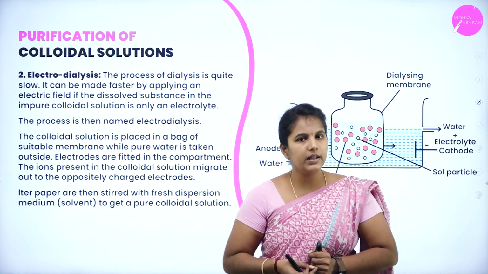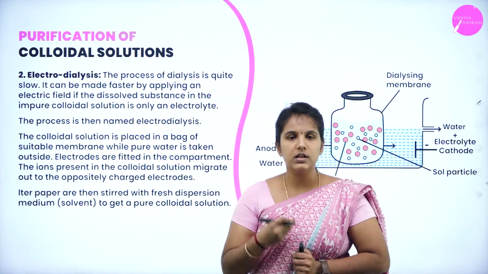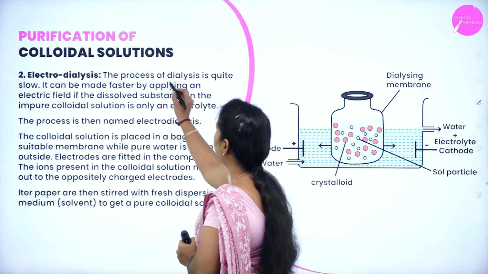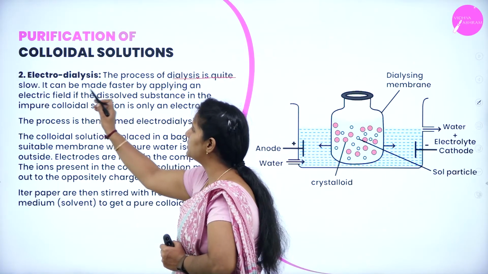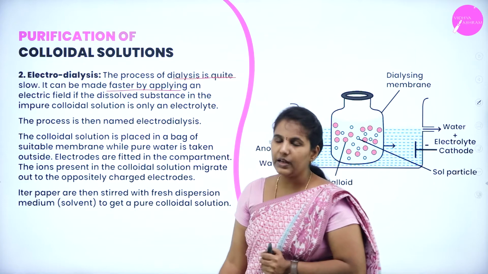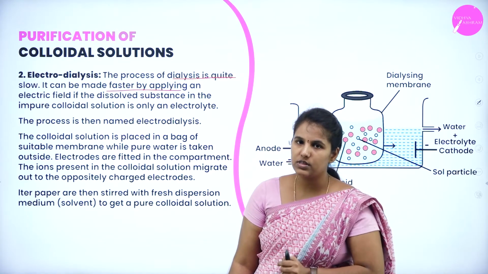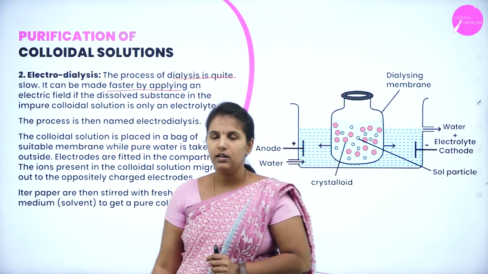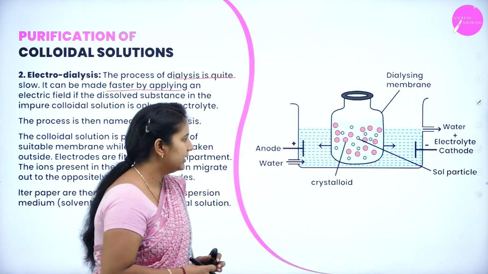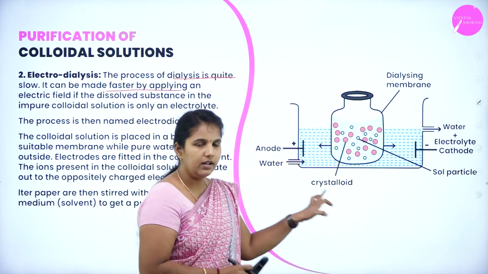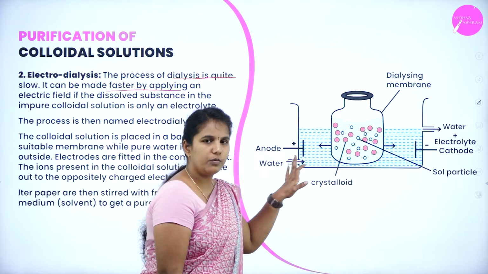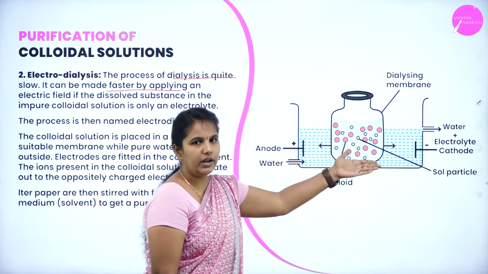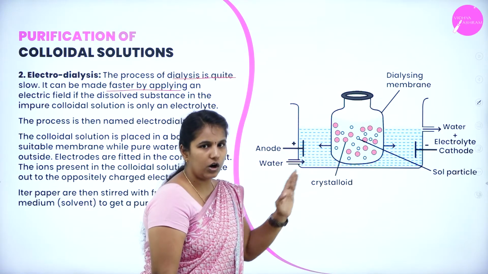Why will they apply the electrical field? The only reason is that the process of dialysis will be quite slow. In order to make it faster, they have used the electrical field here. So what they will do again, they will take the large container, and there is an inlet for pushing the water, and there is an outlet for the remaining water to go out.